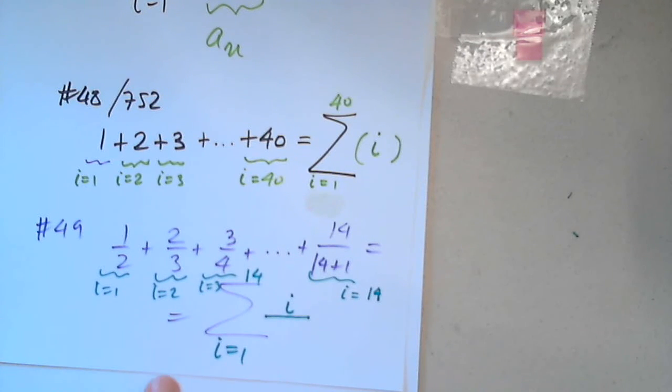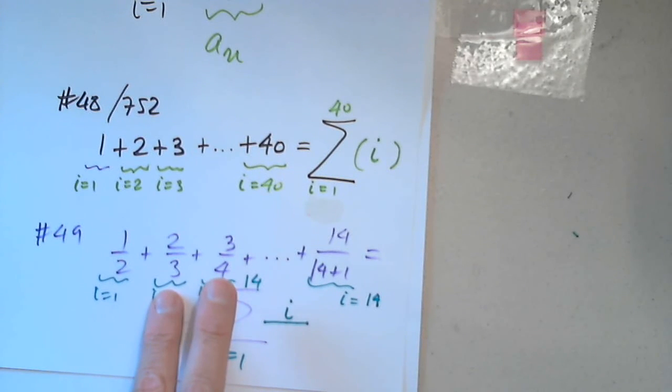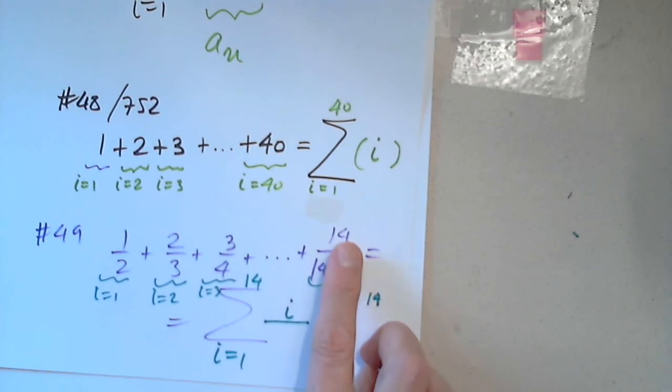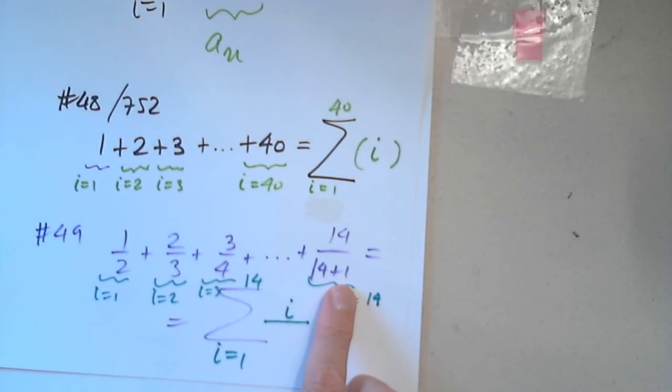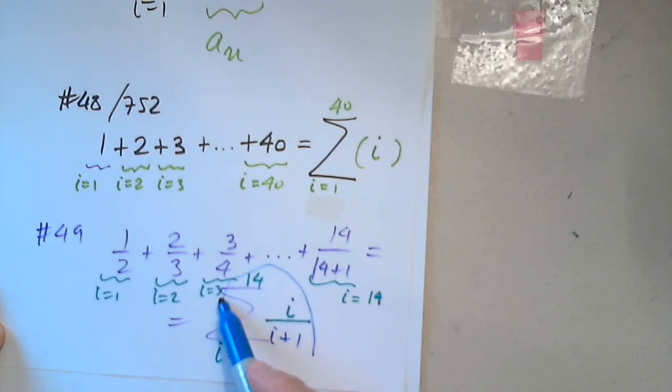When i is 1, I don't get 1. I get 2. When i is 2, I don't get 2. I get 3. And when i is 14, I get 14 plus 1. So what should I have in the denominator? i plus 1. Awesome. Well done, guys.